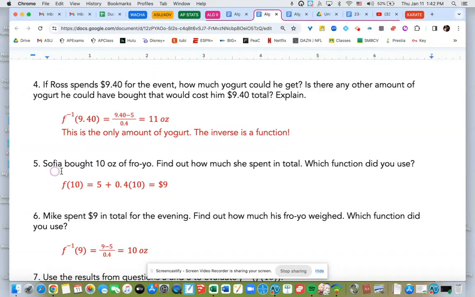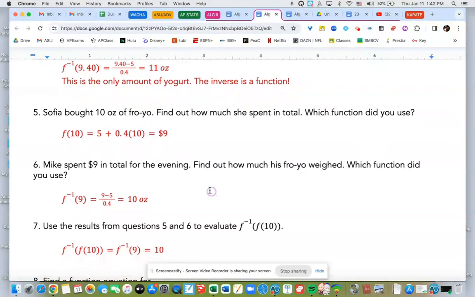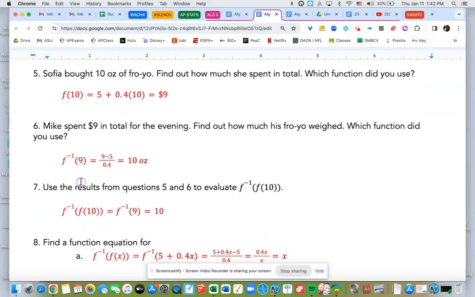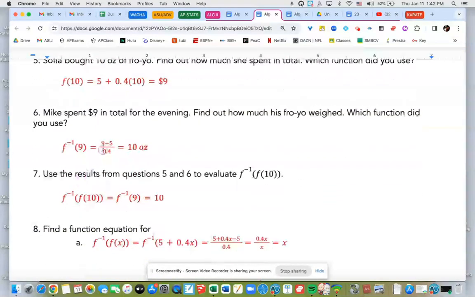Okay, now we got Sophia. She bought 10 ounces of frozen yogurt. So how much did she spend, right? So now we're using the original equation. Put 10 ounces in for x, and you can solve and get $9 is what she spent. $5 for the entry fee plus $4 for the frozen yogurt. Mike spent $9. Okay, now we're back to the inverse again, right? And we're just going back and forth, back and forth. So if he spent $9, that means he bought 10 ounces. You just plug it in.